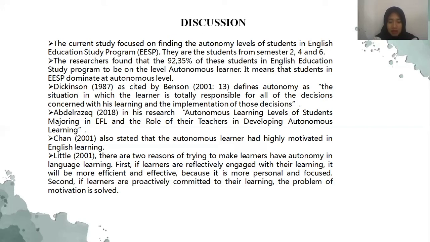Based on Little 2001, there are two reasons for trying to make learners have autonomy in language learning. First, if learners are reflectively engaged with their learning, it will be more efficient and effective because it is more personal and focused. The students, I mean, can be more focused on themselves because they have motivation. And then second, if learners are proactively committed to their learning, the problem of motivation is solved because they have their commitment to learning.